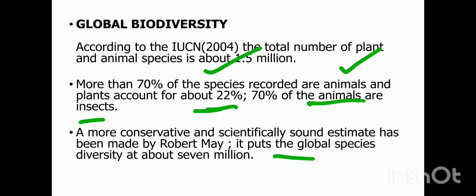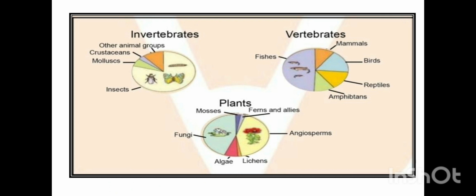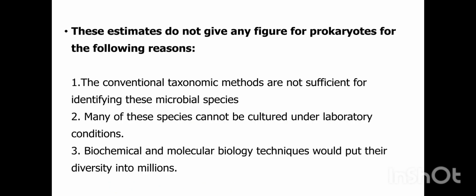It puts the global species diversity at about 7 million. These are different types of invertebrates, vertebrates and plants present all across the globe. These estimates do not give any figure for prokaryotes for the following reason. Why? Because conventional or traditional taxonomic methods are not sufficient for identifying microbial species. Many of these species cannot be cultured under laboratory conditions. Biochemical and molecular biology techniques would put their diversity into millions.